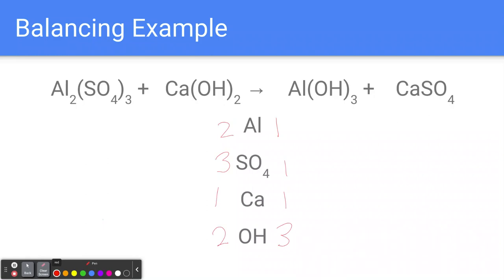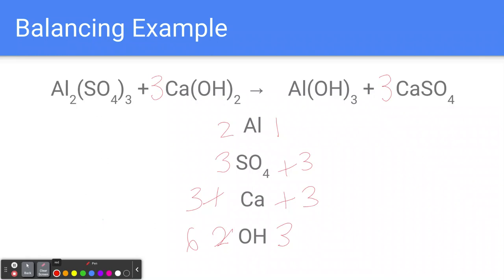So my first thing to do here would be to try to balance out those polyatomics. I'm going to first start out with my sulfate, a 3 to 1. So I'm going to put a 3 in front of calcium sulfate to try to get 3 of those. So I now have 3 sulfates, but I now have 3 calciums as well. The next thing to do would be to try to do my hydroxides. Those are kind of messy, so let's deal with our metals next. Since I changed my calcium to 3 on the product side, let's balance that out with 3 over here. So now I have 3 calciums and I have 6 hydroxides.